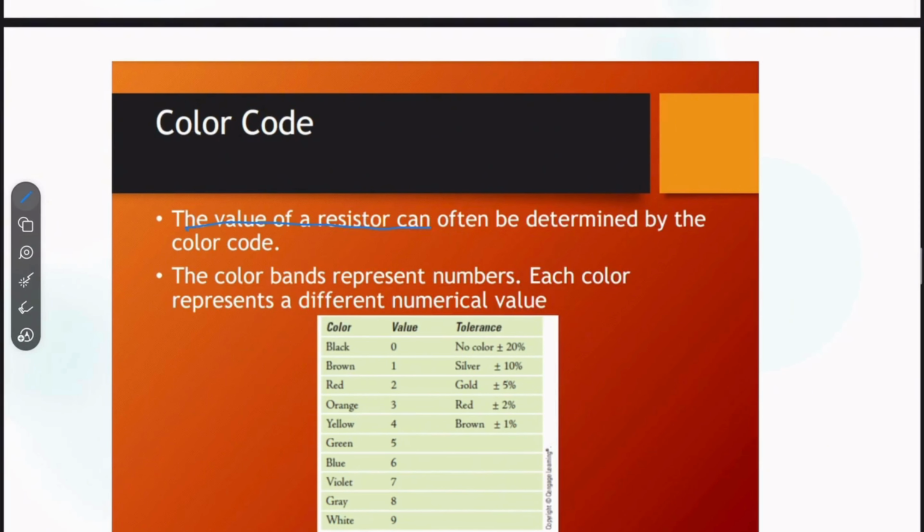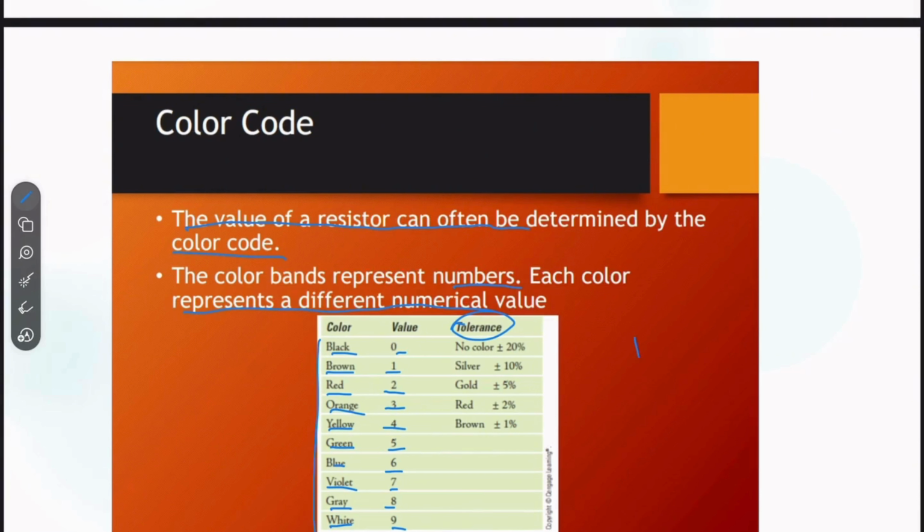The color code. The value of the resistor can often be determined by its color code. The color bands represent numbers. Each color represents a different numeric value. So let's say black is 0, brown is 1, red is 2, orange is 3, yellow 4, green 5, blue 6, violet is 7, gray 8, white is 9. And this is the tolerance. We have silver, gold, red, brown.